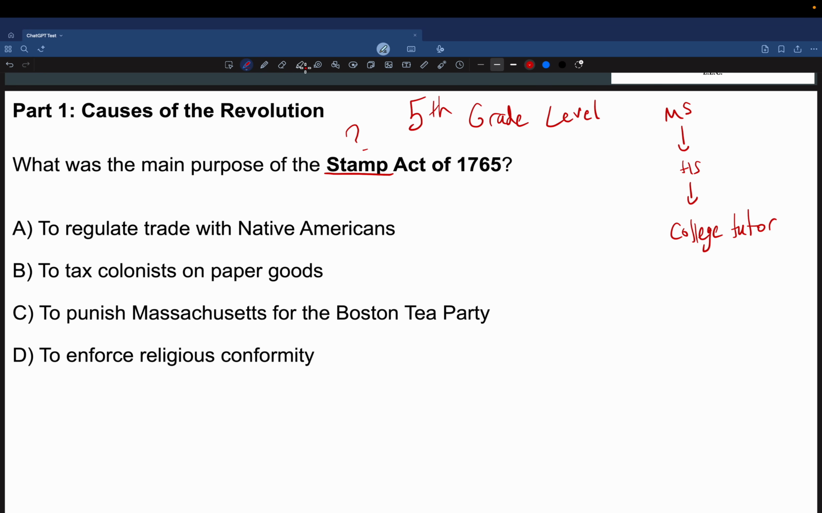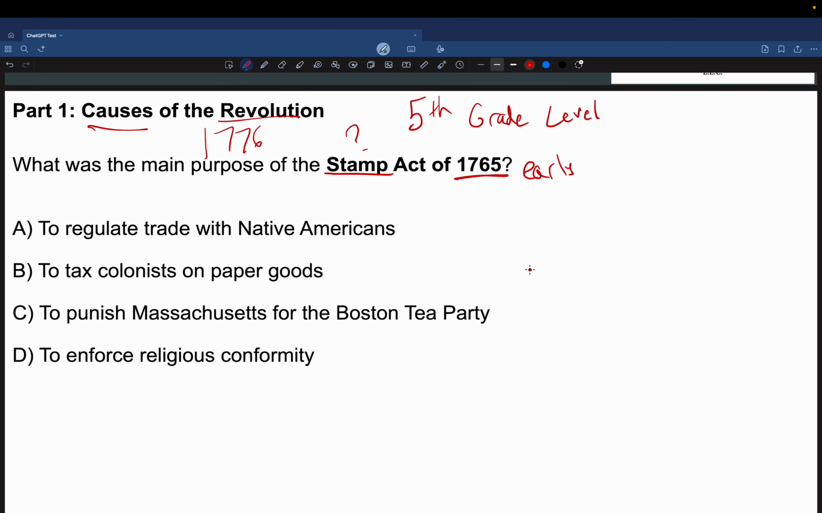Let's say you just forgot or you didn't study. You can still use historical reasoning and critical thinking to answer not only this question, but many others. So let's check it out. It says Stamp Act, so I'm going to assume it has something to do with stamps, and I also see it's in 1765. Why is that relevant? Well, I know that this is pretty early in the Revolution. We know that there's causes of the Revolution, so this is all going to be presumably before 1776.